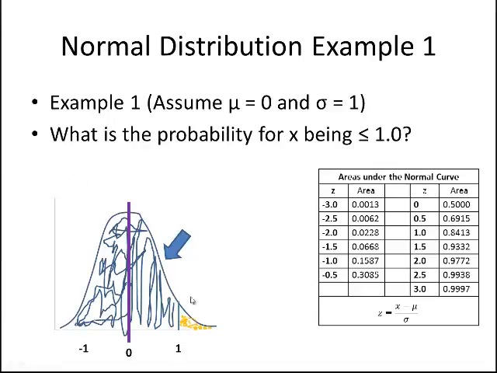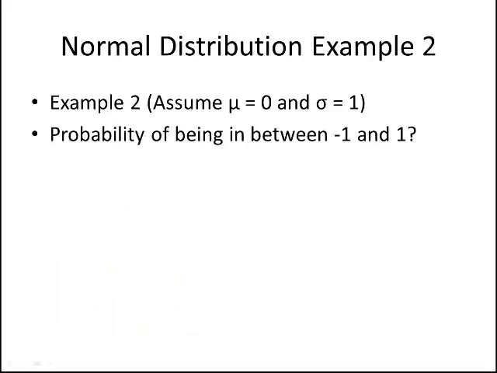And likewise, if we subtract 84% from 1, we would find what the remaining area on the other side of the distribution is. So let's look at example 2 here.